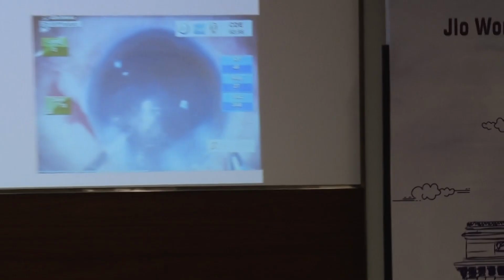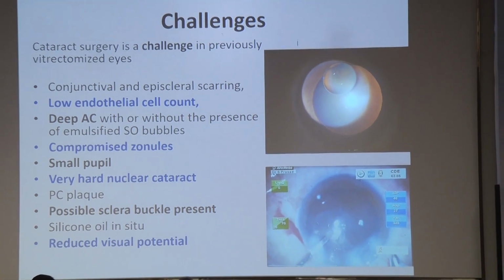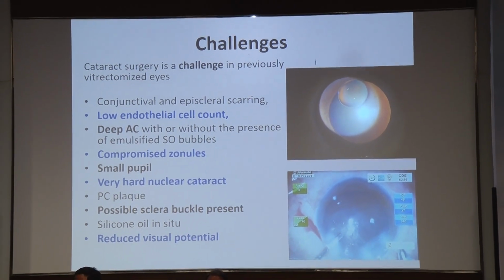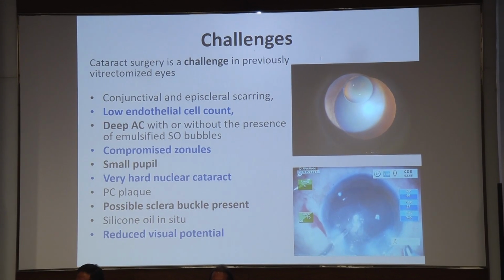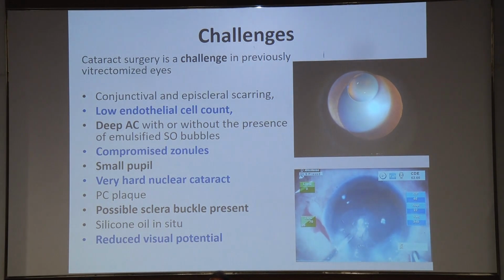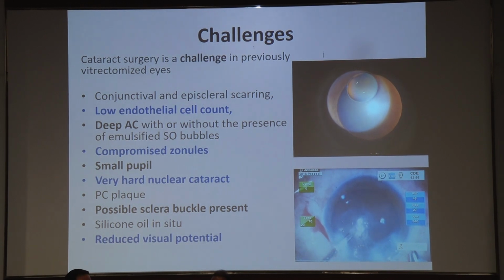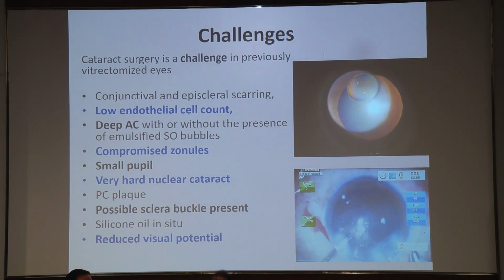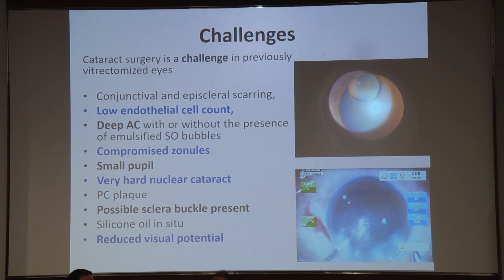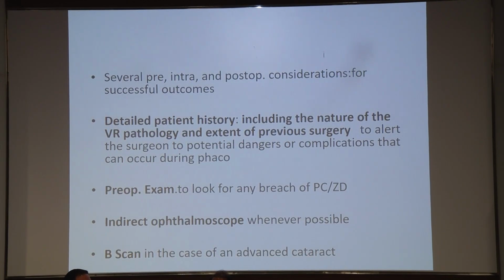So what are the challenges in these patients? The most important I would enumerate is that they have low endothelial cell count. There is a high chance of a deep anterior chamber, which may have silicone oil or silicone oil bubbles. The zonules are compromised. People often don't dilate that much. The nucleus sometimes may be very hard, and a lot of these patients have PC plaque or some opacities on the posterior capsule that cannot be removed, and reduced visual potential. So there are several pre-operative, intra-operative and post-operative considerations that have to be taken into account for a successful outcome.